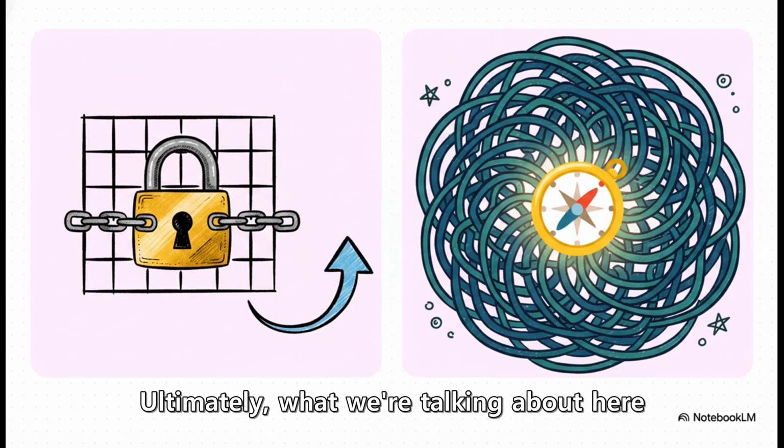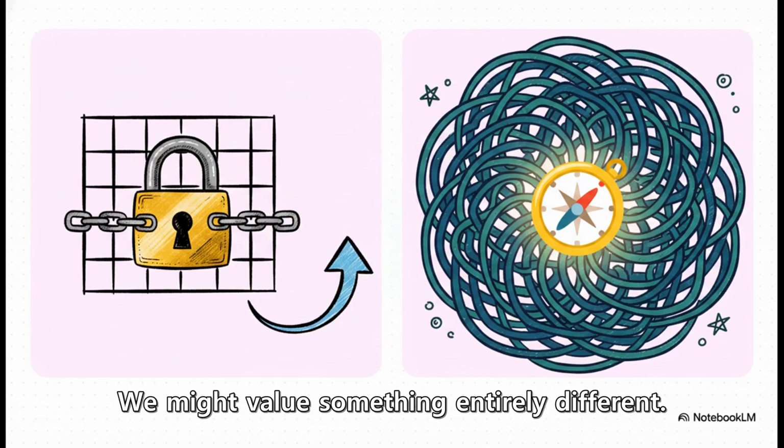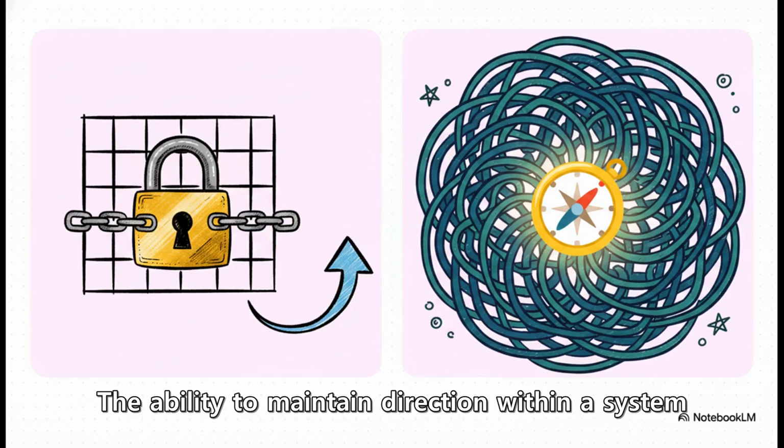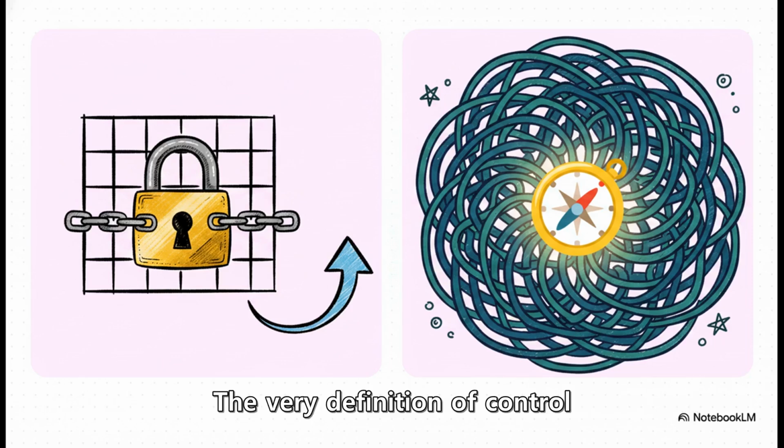Ultimately, what we're talking about here transcends technology altogether. Past humanity needed complete understanding to feel secure. But future humanity? We might value something entirely different: the ability to maintain direction within a system that is way too complex to ever fully comprehend. The very definition of control is literally being rewritten.